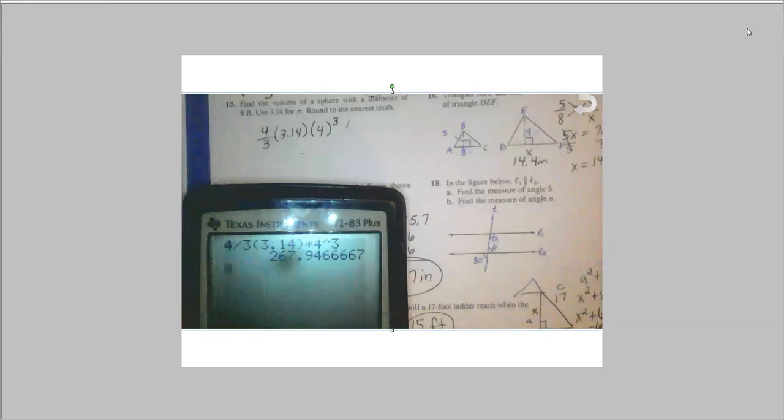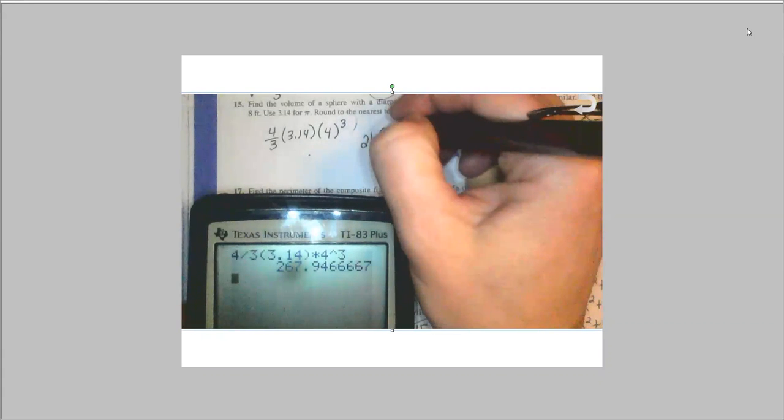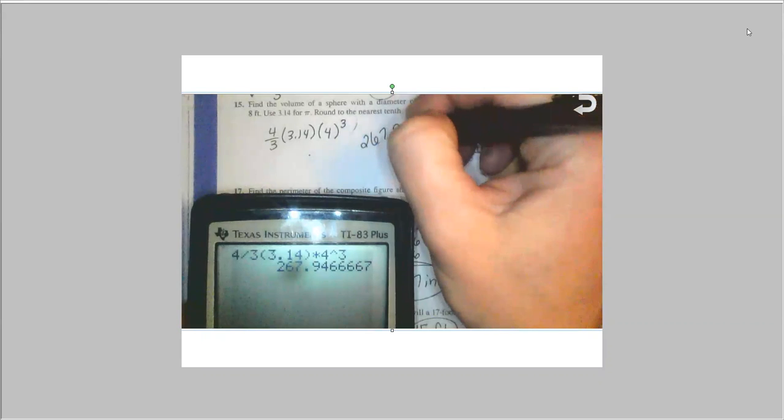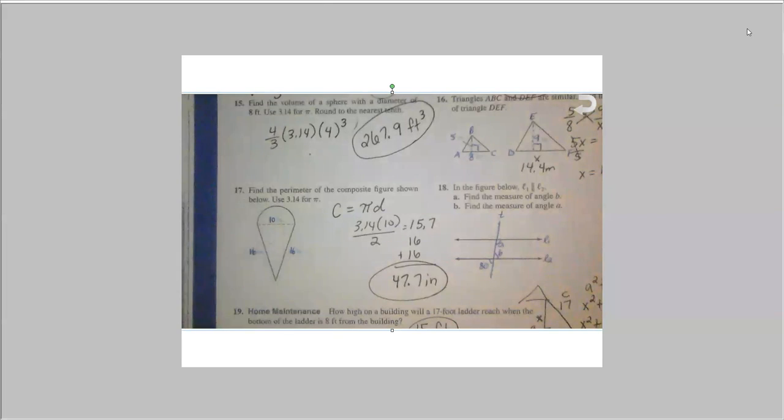But here's this decimal. Rounding it to the nearest tenth place is this 9, but I look right behind it, 4 or less, let it rest. So this is going to be 267.9. That's feet, and we're going to cube it, cubic feet. Remember, you can spell that out if you have trouble finding the exponent key.